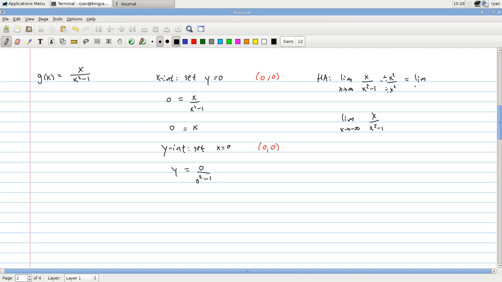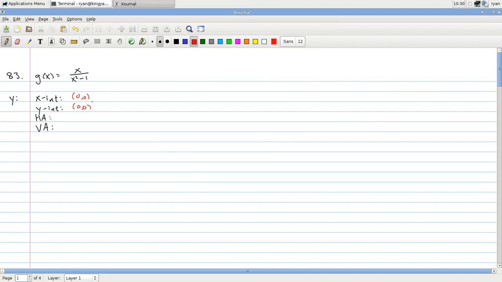This gives us a limit as x goes to infinity of 1 over x divided by 1 minus 1 over x squared. In the numerator, 1 over infinity goes to 0. In the denominator, this is still 1, it has no x's in it. 1 over x squared also goes to 0. 0 divided by 1 gives us 0. So our first horizontal asymptote is y equals 0. Let's go plug that in the table also.